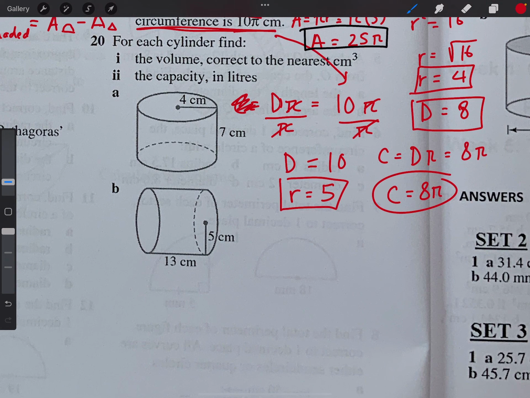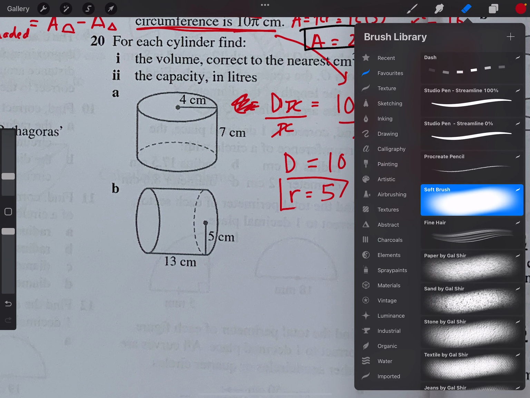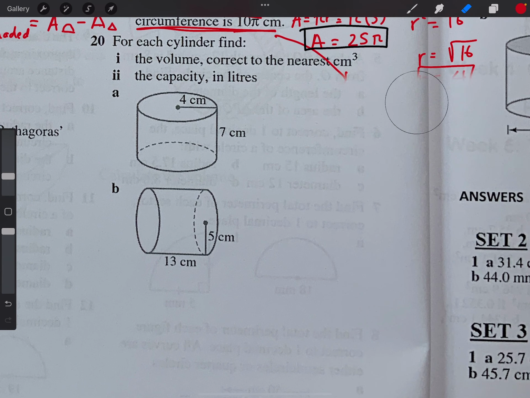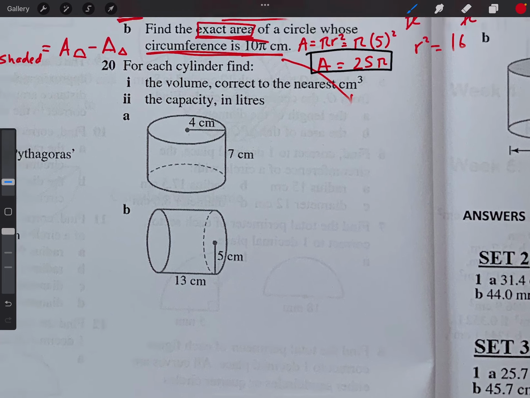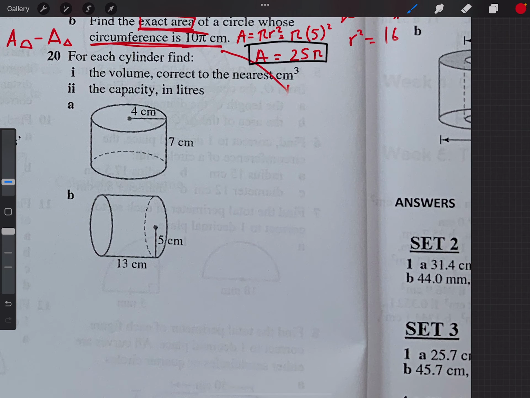Alright, question 20. I'm going to have to remove some of this, so this working out must go. For each cylinder, find the volume correct to the nearest centimeter squared. So volume is equal to pi r squared times the height. We're given the r, we're given the height, so just plug it into the formula. Volume is equal to pi times r squared, which is 4 squared, times the height, which is 7.